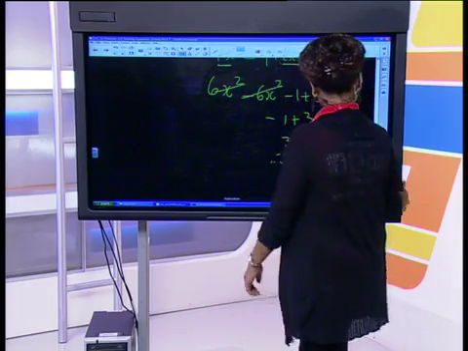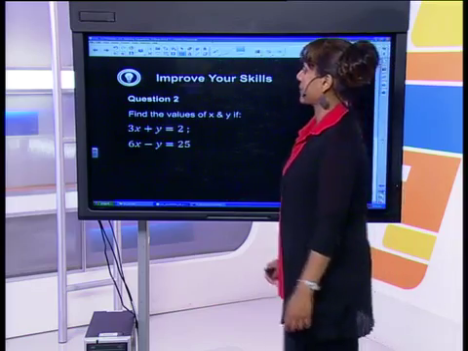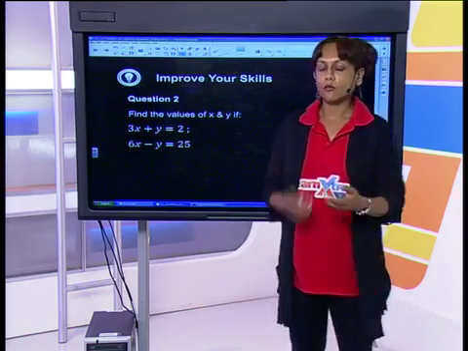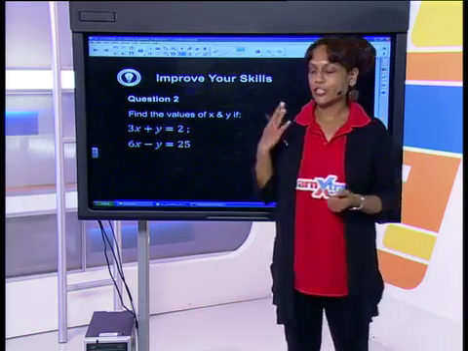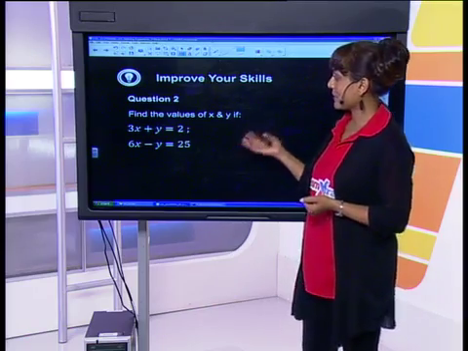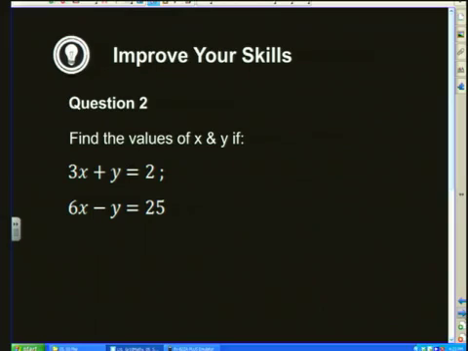All right. So the next type of equation we're going to look at solving is simultaneous equations. So here we are asked to solve for the values of x and y, and we are given one equation, 3x plus 2y is equal to 2, and then 6x minus y is equal to 25.